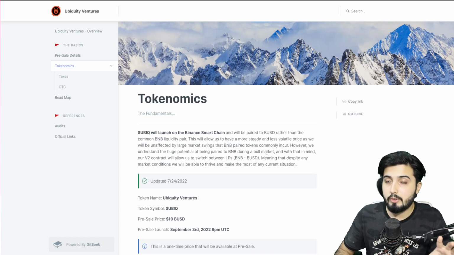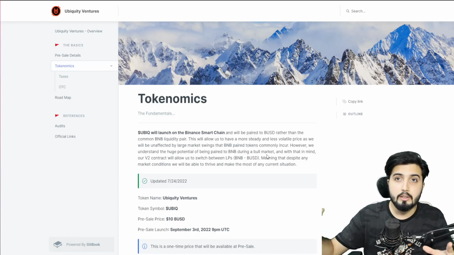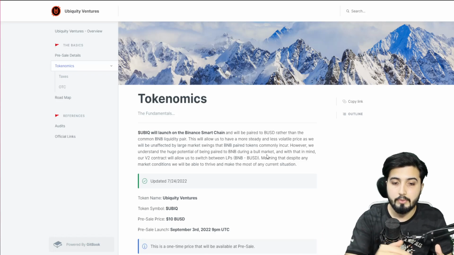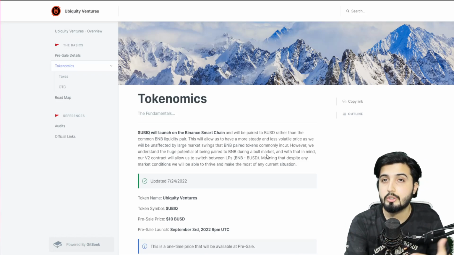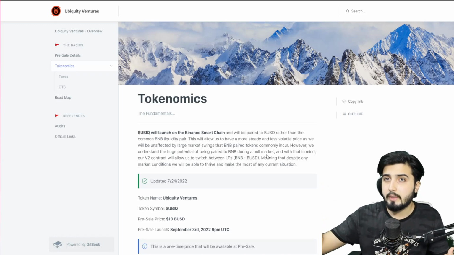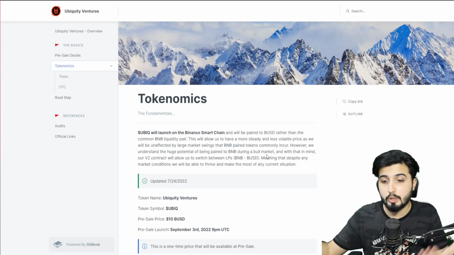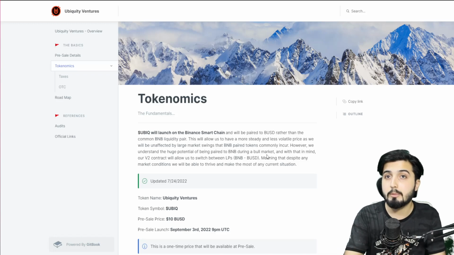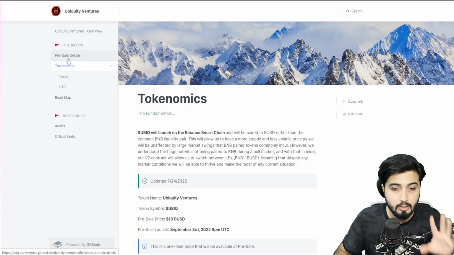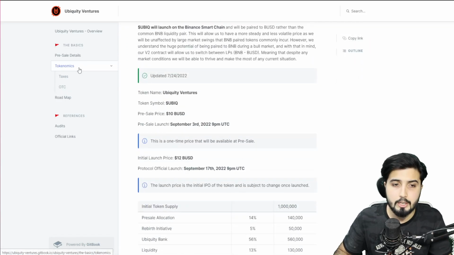Now the thing is, when the market starts performing well, or if we enter that bull cycle, because of the smart contract v2, they are going to have the option to switch between the LPs, whether BNB or BUSD. Of course, if it's a bull cycle, they can switch it to BNB because it offers more potential there. But right now they need stability, so they are in the BUSD, which is something I think is really amazing from their part actually.